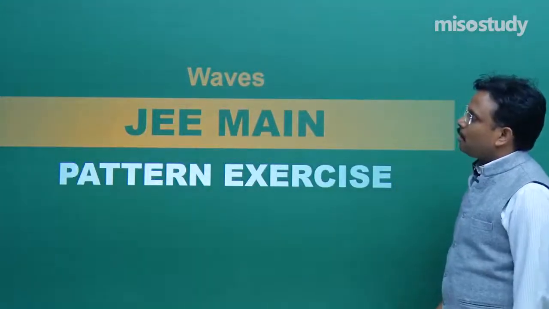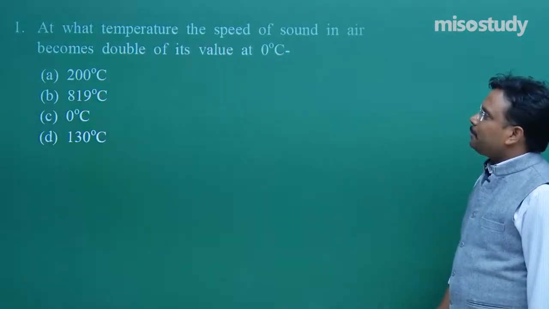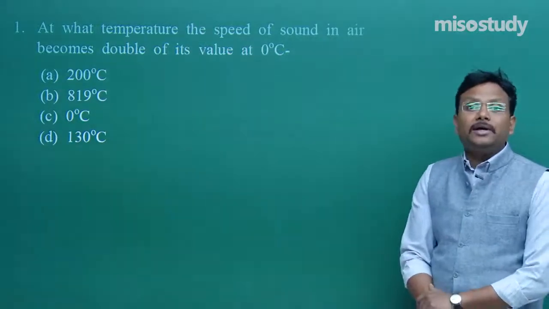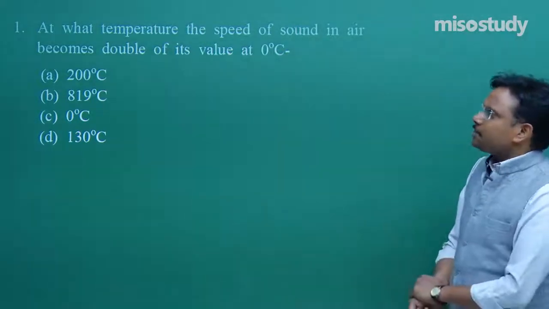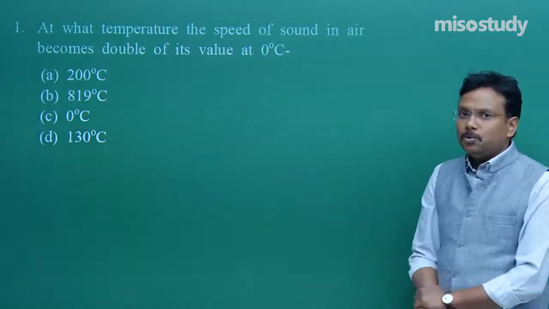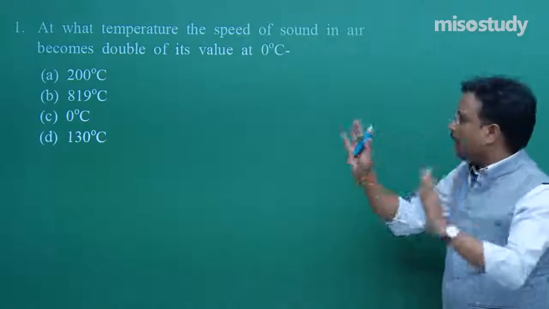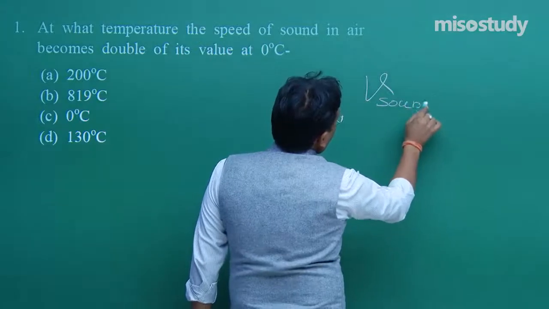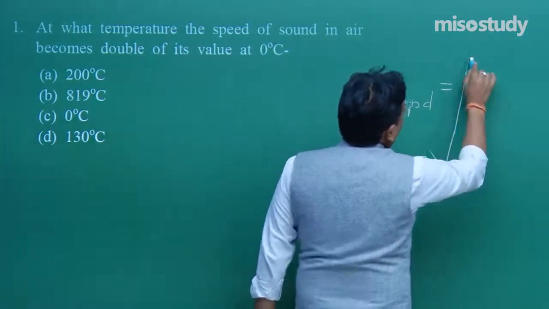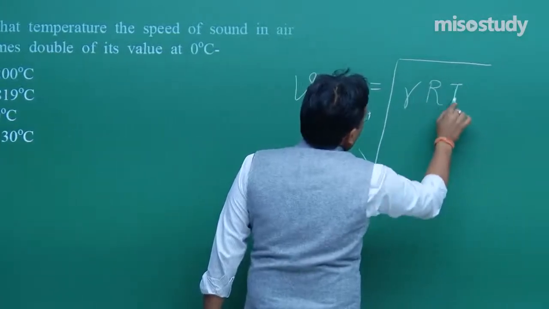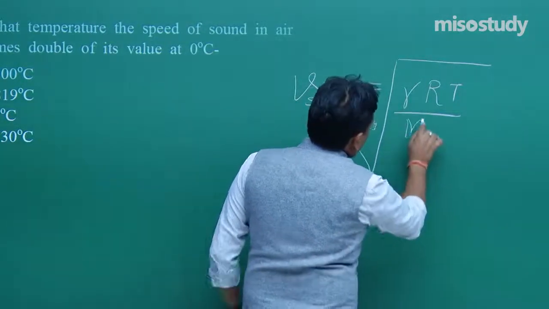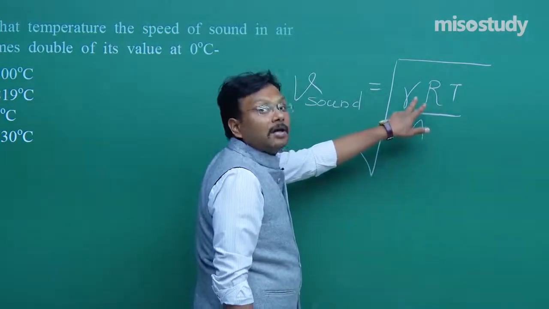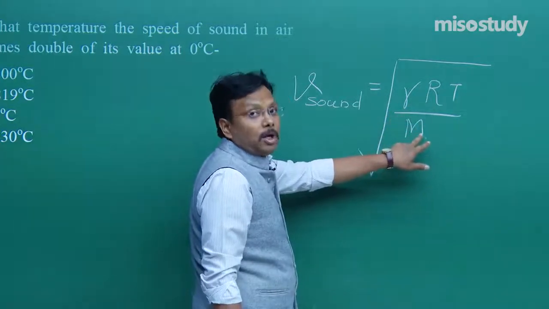So here comes your first question. At what temperature the speed of sound in air becomes double of its value at 0 degree centigrade? Fine. As such, nothing is required over here to explain you, only you have to apply a formula, and that formula is V sound is equal to root of gamma RT by M. R is the universal gas constant, T is temperature, gamma is the ratio of two specific heats and M is molecular weight.